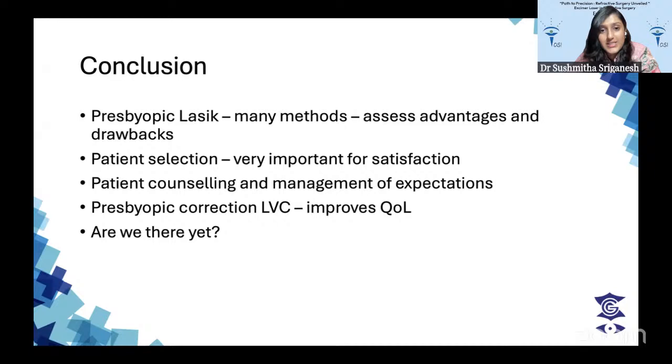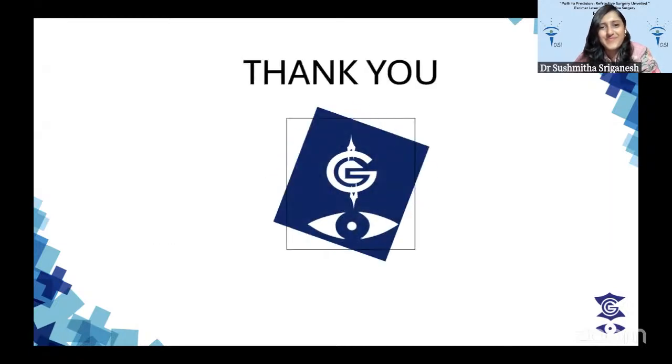And patient selection itself is very important for satisfaction. Patient counseling and management of expectations should definitely be given a priority. And as Pooja Kamar ma'am already mentioned, presbyopic correction with LASIK is not just an aesthetic procedure, but it also improves the quality of life of the person significantly. So are we there yet? I think we are. Thank you.